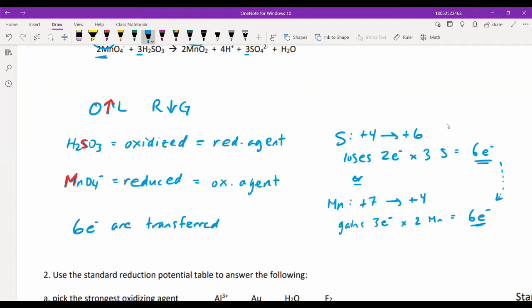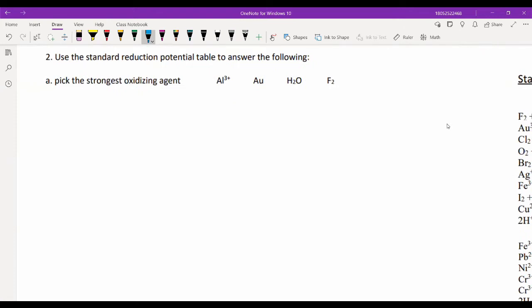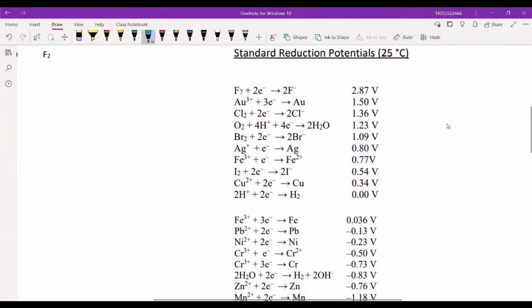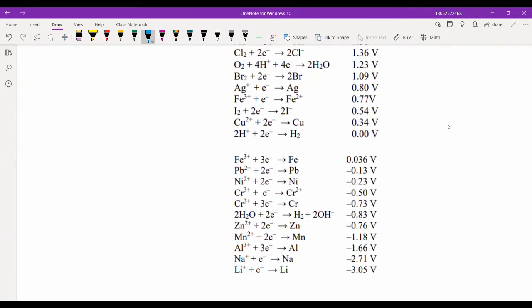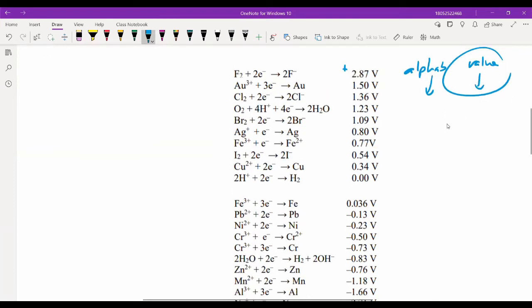Okay, that's a little review, like I said. And now with these next few parts in problem 2, we're going to refer to this standard reduction potential table, which I also put this portion on the end of the worksheet. There's a much bigger table in the book and on ALEKS. And I would recommend ALEKS because you can change the order. It can either be alphabetical or you can change it based on the value. I would do the value like I did here, from most positive to most negative.